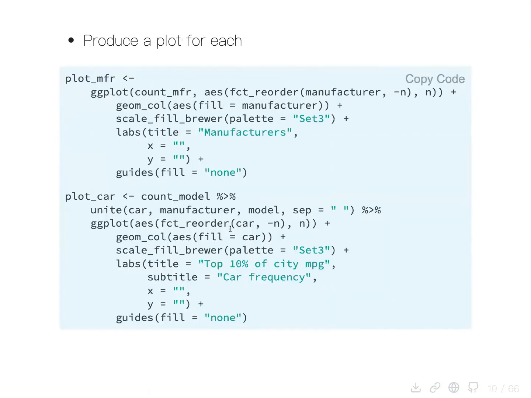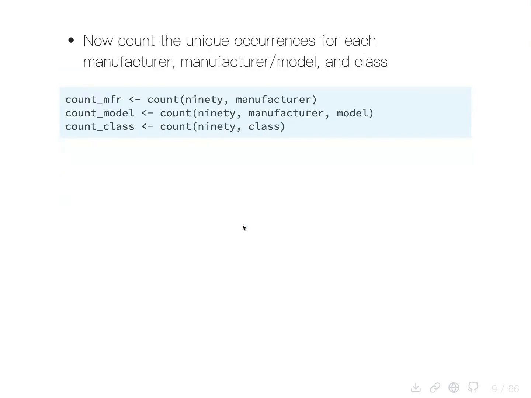I should have printed these out, but you know what these look like, right? These are just counts. They have one column. So this one would have one column for the class, and then one column called N, which just has the counts for those. This count model would have one column for the manufacturer, one column for the model, and then one column for the N.